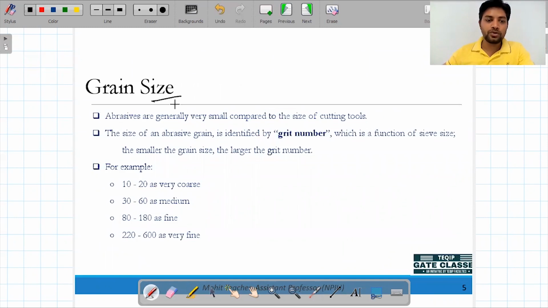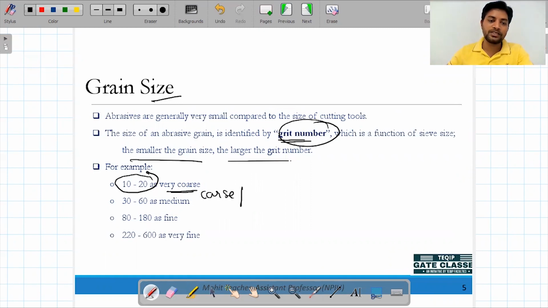Next is the grain size. That is again a number, defined by the grit size. One thing is important: the smaller the grain size, the larger the grit number. We are defining the grain size by coarse and fine only. If it is very coarse, then the range is from 10 to 20. As the coarseness decreases, this number increases. So smaller the grain size, larger the grit number. Through this grit number we are defining it.